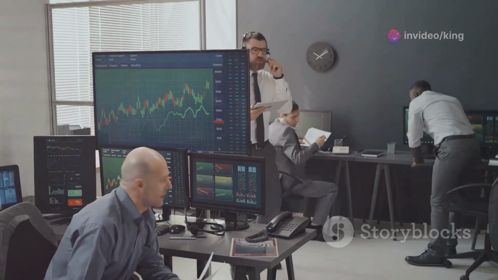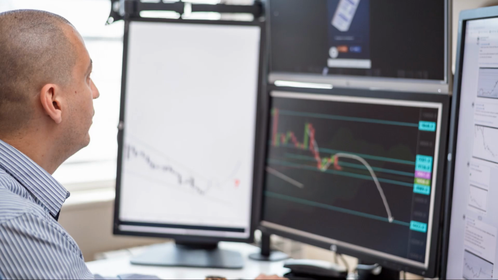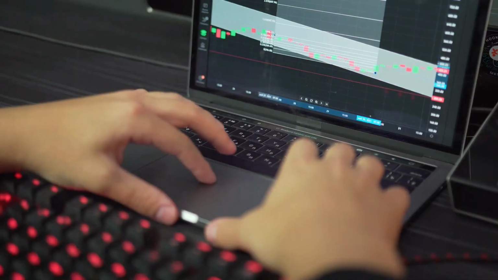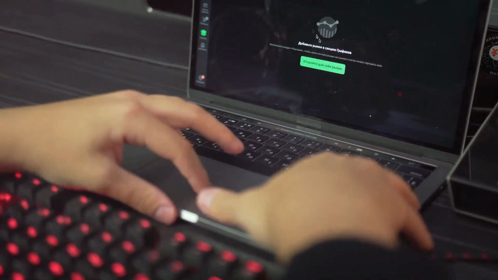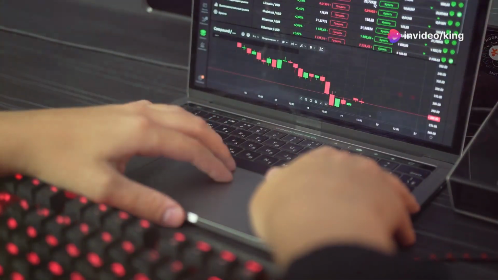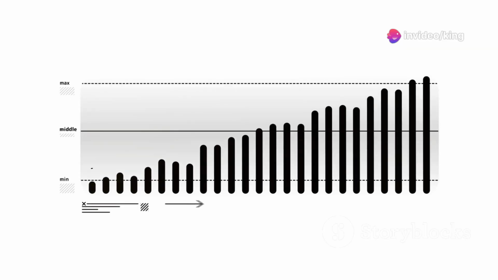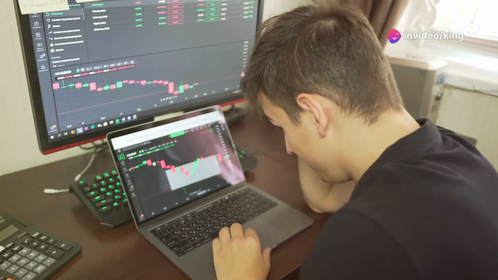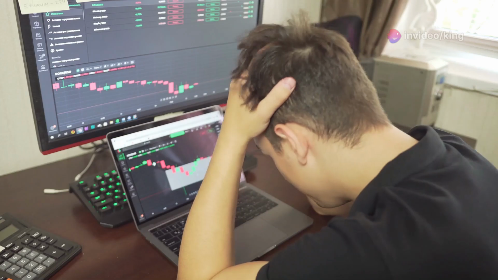Scalping is popular among day traders. It allows them to take advantage of market volatility. Scalpers don't wait for big moves. Instead, they capitalize on small fluctuations. This strategy can be profitable in both trending and ranging markets. However, it also comes with its own set of challenges.